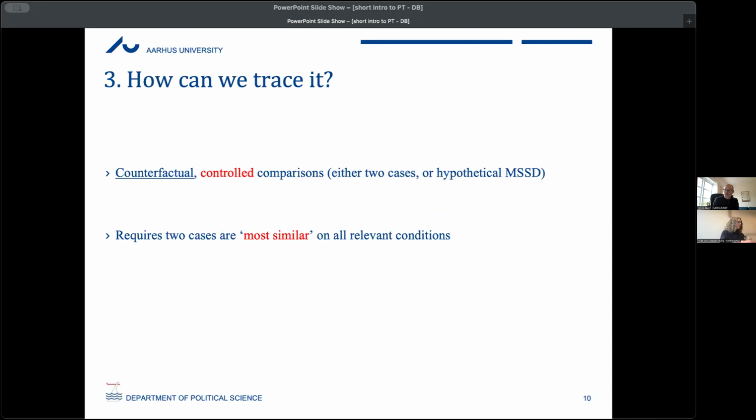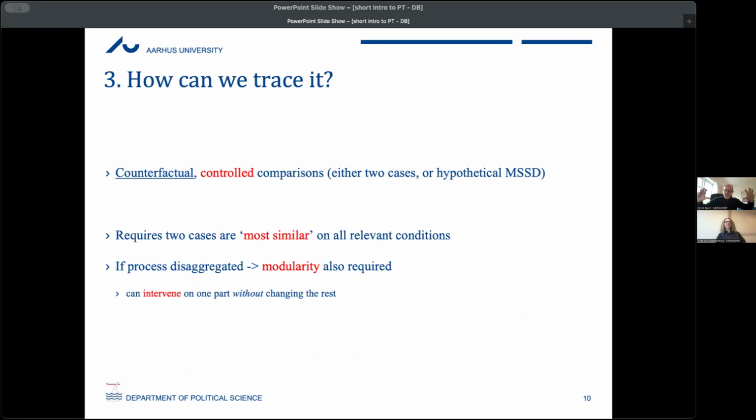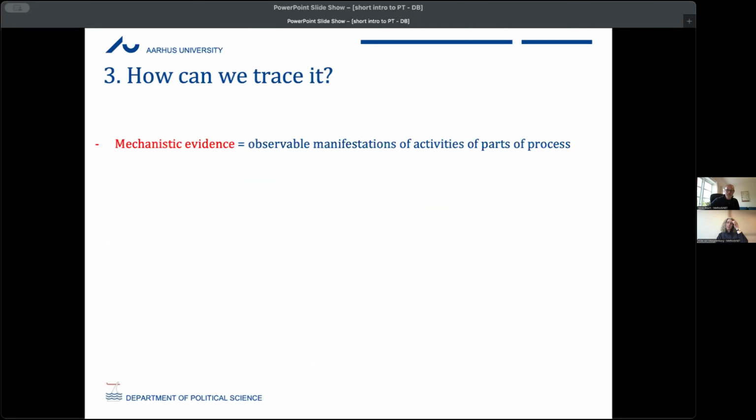The challenge, of course, is that this requires two cases that are most similar on all the relevant conditions. I'm going to jump over modularity, but the idea is basically that a process is not just a holistic whole. You could go in and modulate each part of a process, if it's a multi-part process.